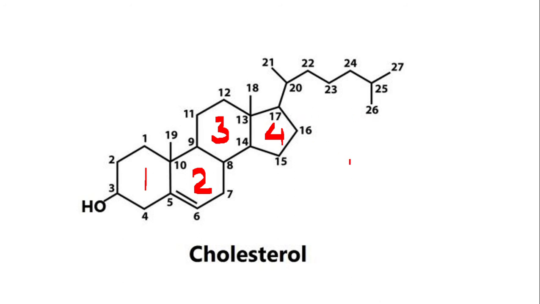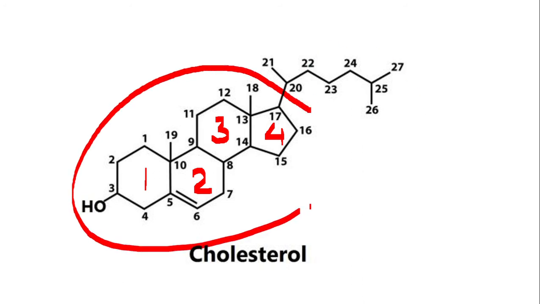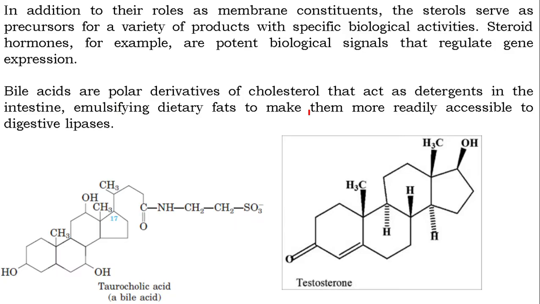Okay. This is the cholesterol. You see, there is a characteristic ring system present. It is called the steroid ring or cyclopentanoperhydrophenanthrene ring system. Okay. You see, this is bile acid. Bile acid is derived from cholesterol. You see, taurocholic acid. This is testosterone, a male sex hormone, derived from cholesterol.